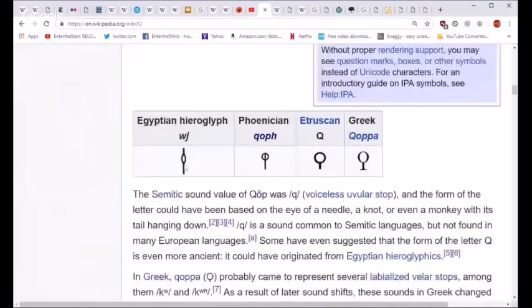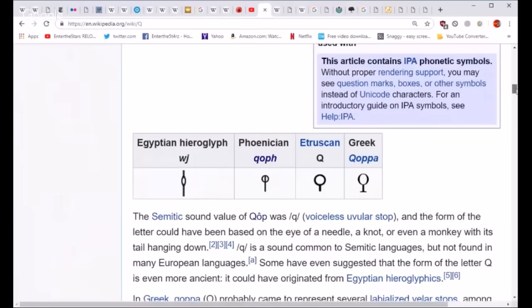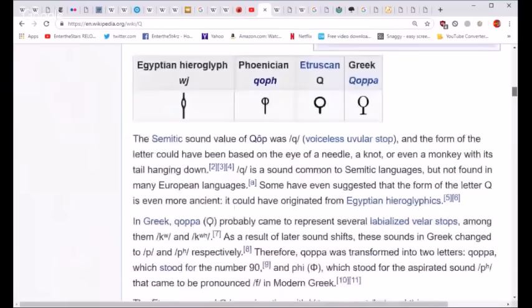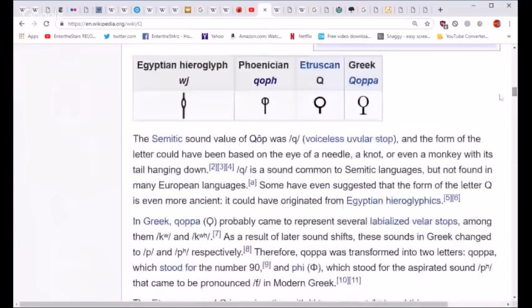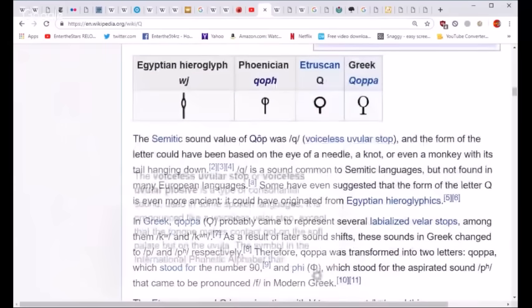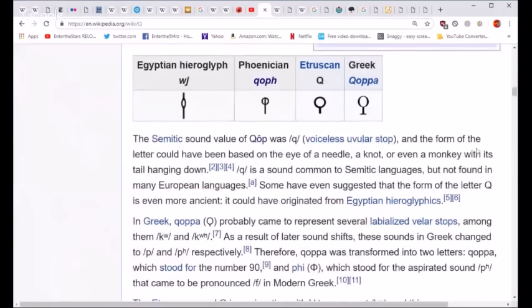We're going to dig into this. Here's the Phoenician, Qoph. And then the Etruscan, the Greek, Qoppa. We're also going to look at the Hebrew. Now, as it says here, the Semitic sound value of Qoph was Q, and the form of the letter could have been based on the eye of a needle, a knot.